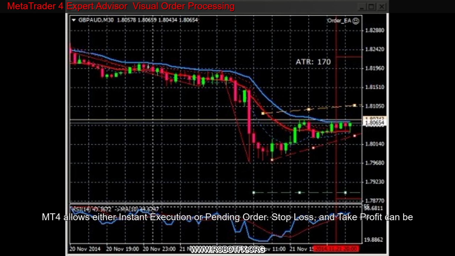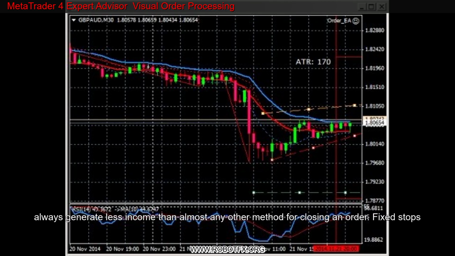Traditional MT4 orders. Order placement: MT4 allows either instant execution or pending order. Stop loss and take profit can be entered with either type of order placement. Pending orders, stop loss, and take profit can then be manipulated with the graphical interface during the life of the order. For a pending order, the order is monitored by the broker's computer and is placed when the order price is hit.